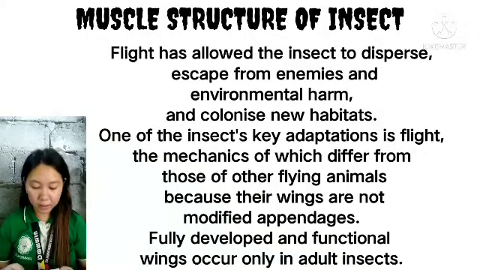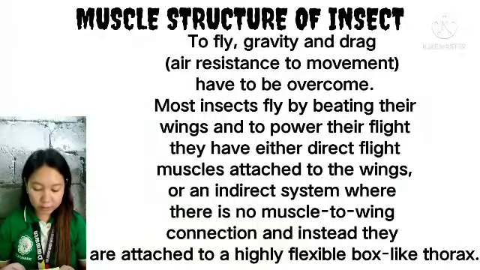One of the insect's key adaptations is flight, the mechanics of which differ from those of other flying animals because their wings are not modified appendages. Fully developed and functional wings occur only in adult insects. To fly, gravity and drag resistance to movement have to be overcome. Most insects fly by beating their wings. They have either direct flight muscles attached to the wings, or an indirect system where there is no muscle-to-wing connection and instead the muscles are attached to a highly flexible box-like thorax.